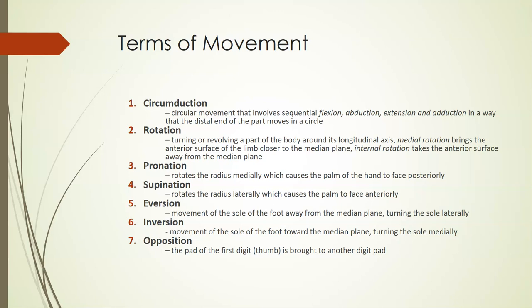Number 2 is rotation. That is the turning or revolving of a part of the body around its longitudinal axis. Medial rotation brings the anterior surface closer to the median plane. Internal rotation takes the anterior surface away. That would be external rotation. There's a typo there. External rotation takes the anterior surface away from the median plane.